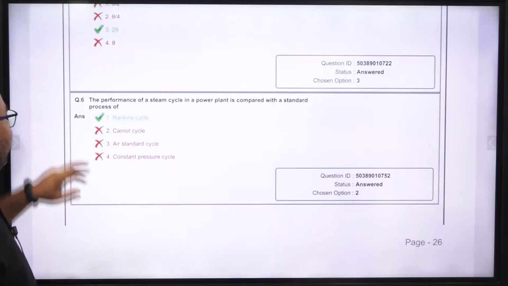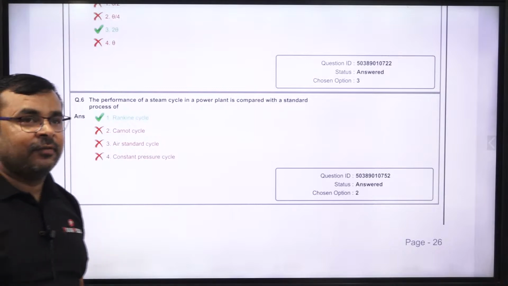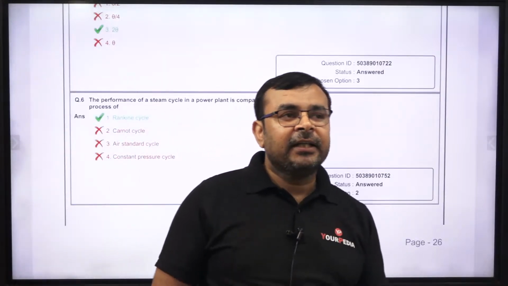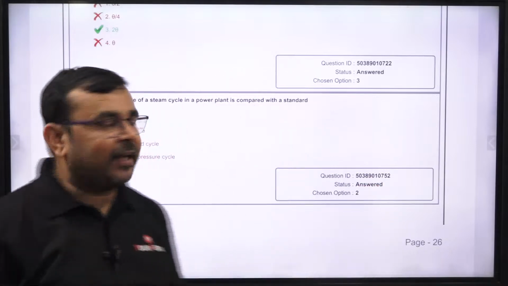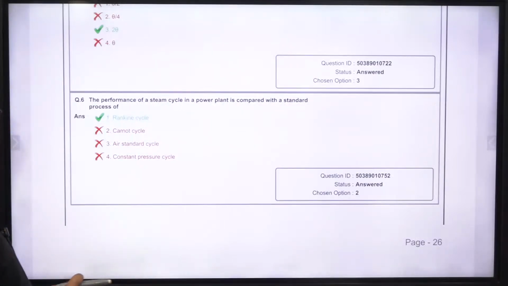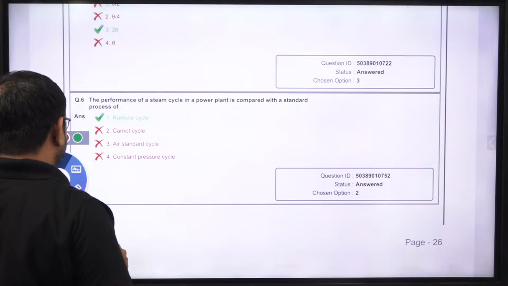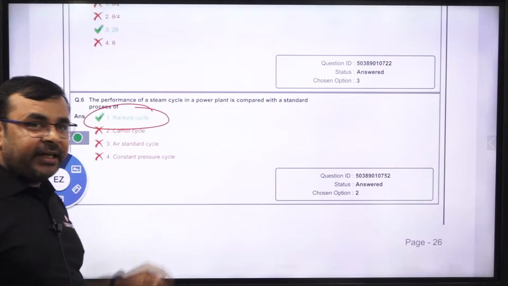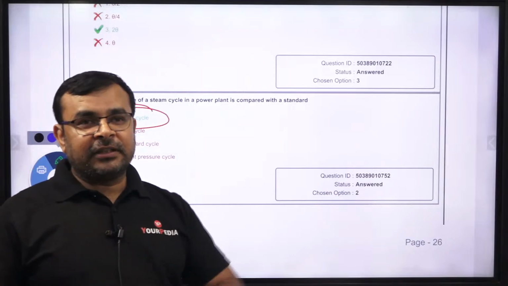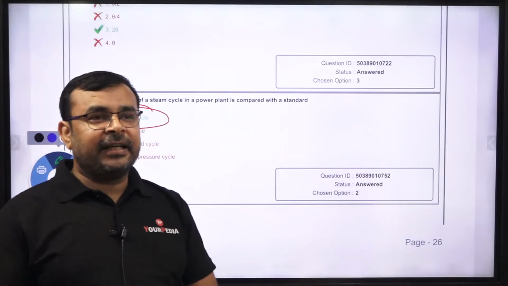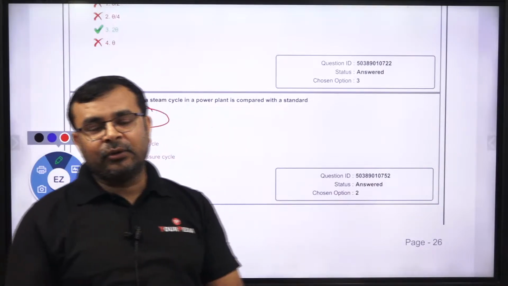The reference of a steam cycle in a power plant is compared with a standard process of... Obviously we know that power plants work on the Rankine cycle. This is the primary cycle, and nowadays we use the modified Rankine cycle, which is called either the regenerative Rankine cycle or the reheat Rankine cycle, or both regeneration and reheat are used in the Rankine cycle.